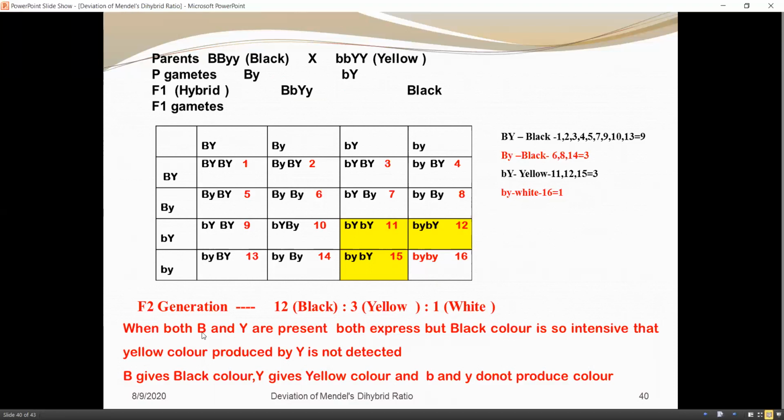So when both B and Y are present, both express, but black color is so intensive that the yellow color produced by Y is not detected. B gives black color, Y gives yellow color, and small b and small y do not produce color.